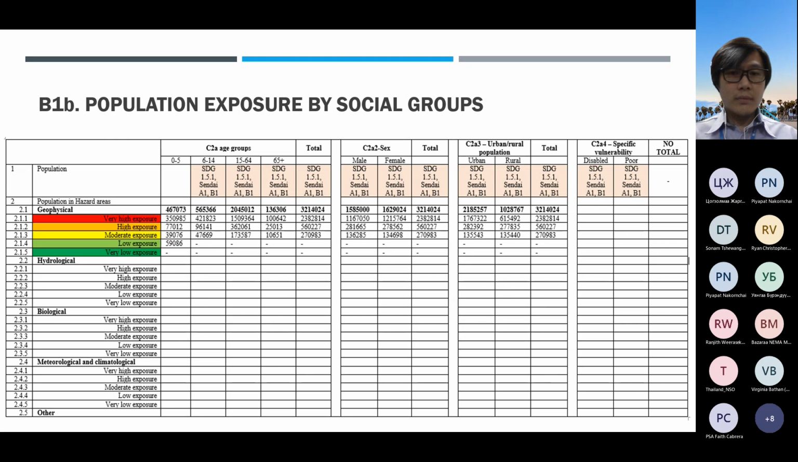So here's the B1B, population exposure by social groups. At first, I would like to emphasize that we divided the level of exposure into 5 levels. Actually, the table was in 3 levels of exposure, so we divided it into 5 levels: very high, high, medium, low, and very low, according to the approach regulation in Mongolia. So we can see the number of people by age groups, sex, and location in a certain level of exposure.